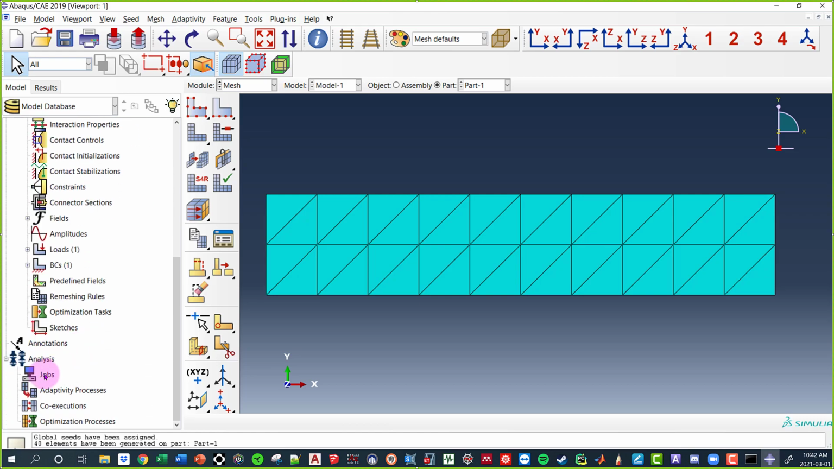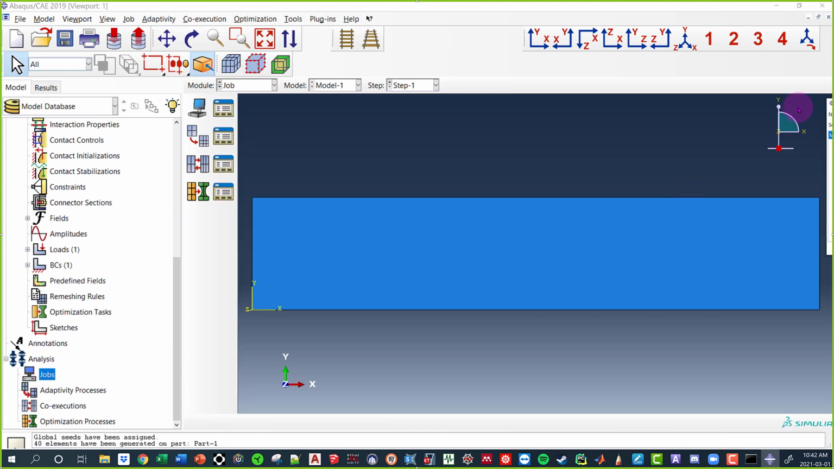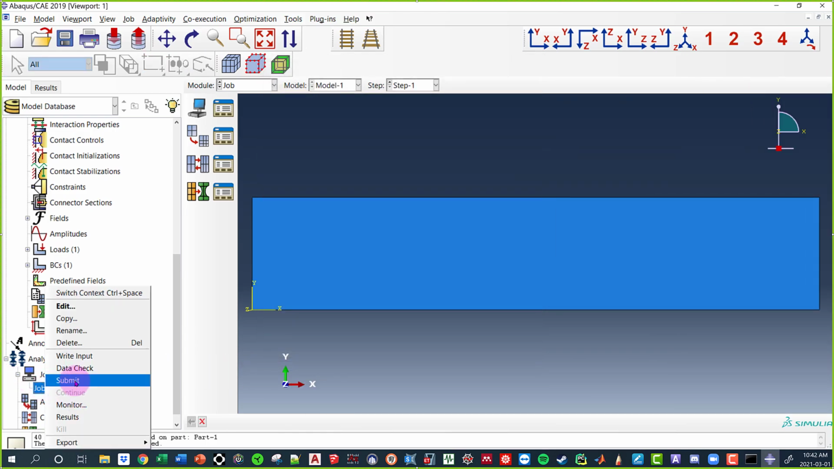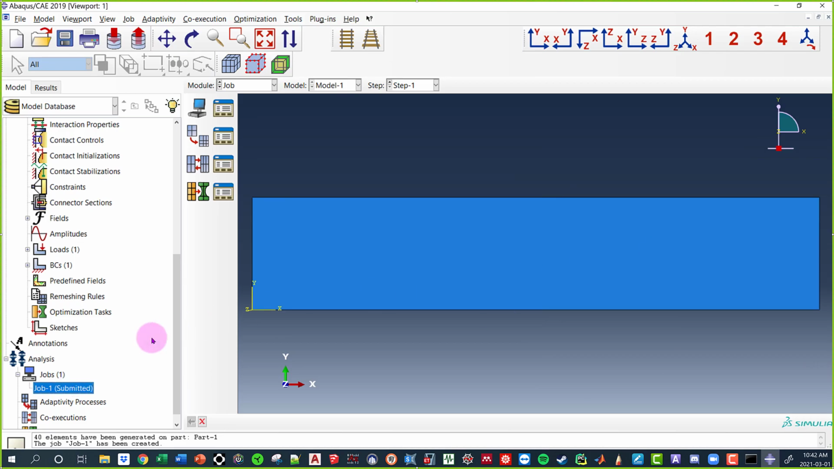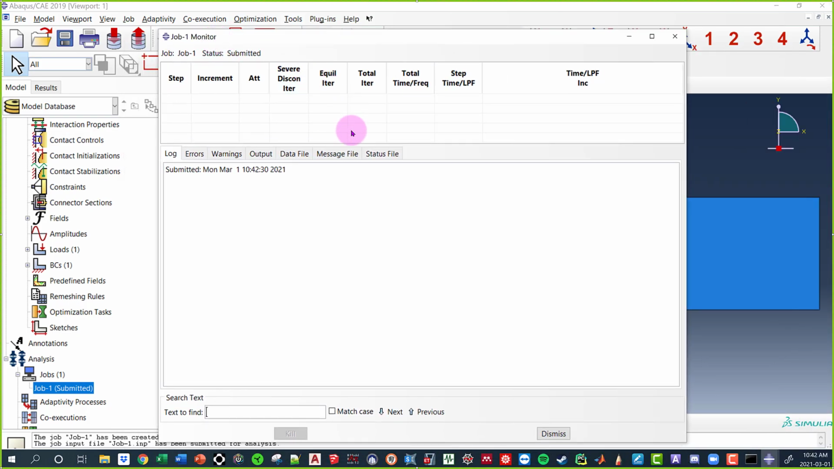What we're going to do though, and this is the whole purpose, is create a job and see what exactly is happening. So I'm going to go OK, and I'm going to submit this job. We got everything that we need, it's submitted, but we're going to monitor this job so we can see what exactly ABAQUS is doing in the background. So I right click and go monitor, and you're given this screen right here.